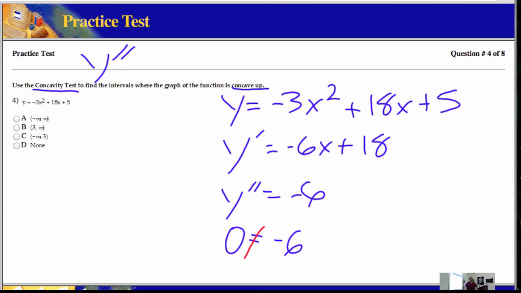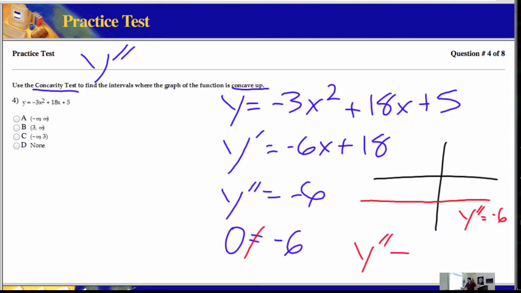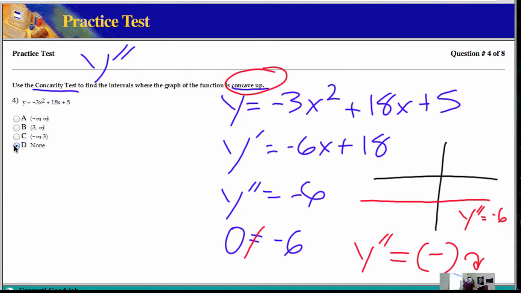So now we need to think in terms of the graph. If y double prime is equal to negative 6, this is what it will look like. What is the value for y double prime? Always negative 6. So y double prime will always be negative. So down. For the whole thing, it's concave down, and they want to know when it's concave up. Never. It will never be concave up.